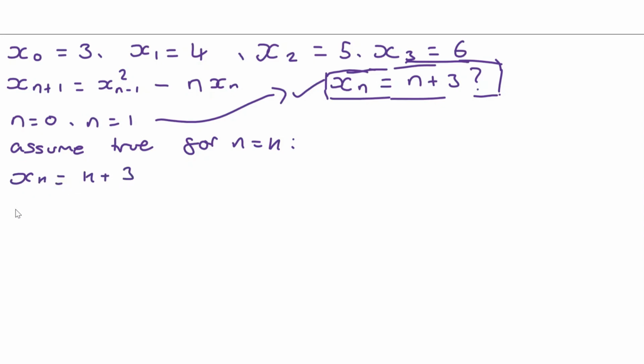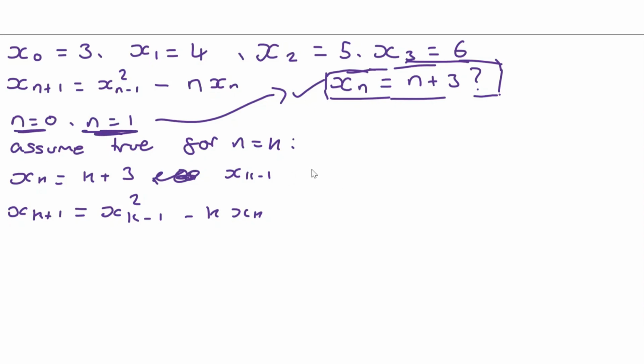And now we're going to look to find xk plus 1. So xk plus 1 is xk minus 1 squared minus k times xk. From our induction, we also have to assume that this is true for xk minus 1 as well, and that's okay because we have got two values here, so that xk minus 1 is k plus 2.